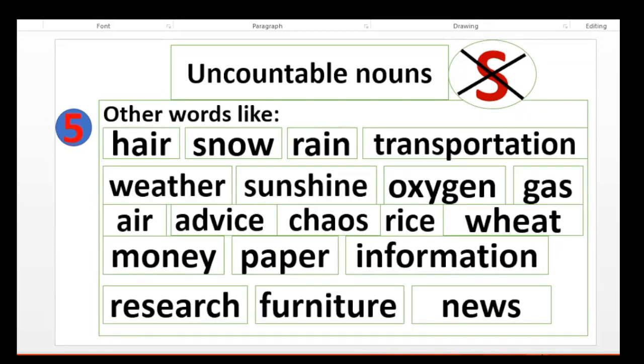Okay. Other examples of uncountable nouns are hair, snow, rain, transportation, weather, sunshine, oxygen, gas, air, advice, chaos, rice, wheat, money, paper, information, research, furniture, and news.